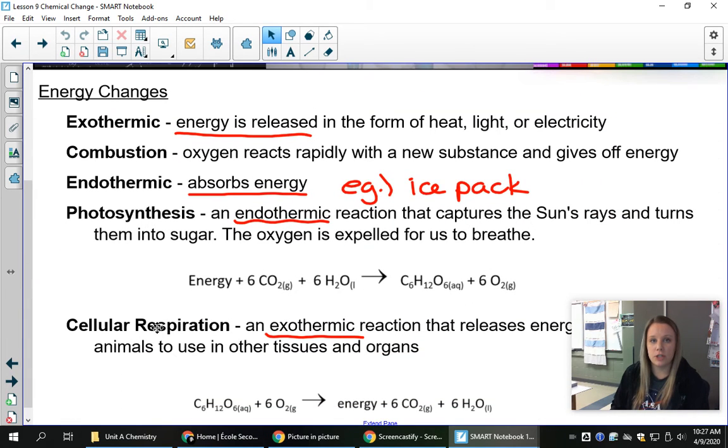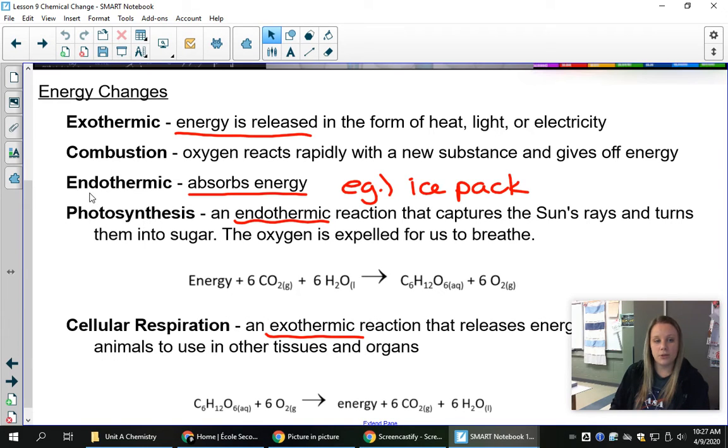Here's those energy changes I was talking about. So exothermic and endothermic. We saw these prefixes in our biology lab when we were talking about exocytosis and endocytosis. So exo meaning exiting. So energy is exiting or being released, usually in the form of heat, but you can also see light or electricity. We usually don't see this in grade 10.